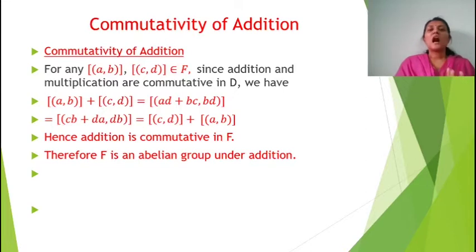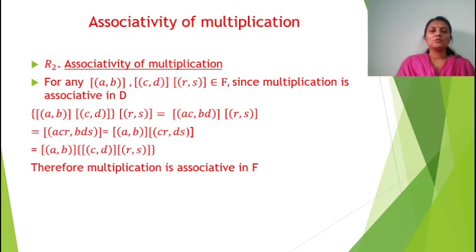So we proved R1. Now we have to prove R2, which is associativity of multiplication. Take three elements a/b, c/d, r/s of F. Multiplication is associative in D. (a/b · c/d) · r/s, we club these two, is equal to (ac)/(bd) · r/s, which is equal to (acr)/(bds), which is equal to a/b · (cr)/(ds), which is equal to a/b · (c/d · r/s). Therefore multiplication is associative in F.